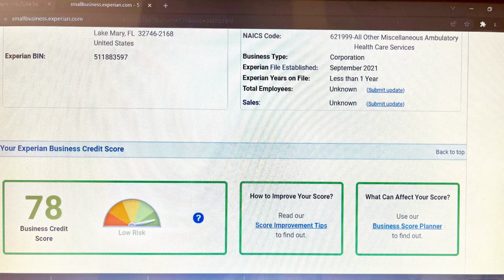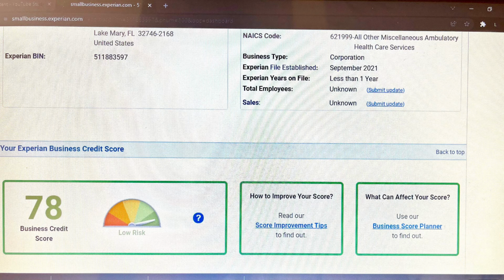In a matter of less than 3 months, my very new business, which I started in June for this specific business, already has a credit rating of 78, which is considered a low risk. And mind you, I only had 2 trade lines here. One is from NAV, and the other one is from a Brex MasterCard, which I also have. I will also be sharing my experience on that later on.